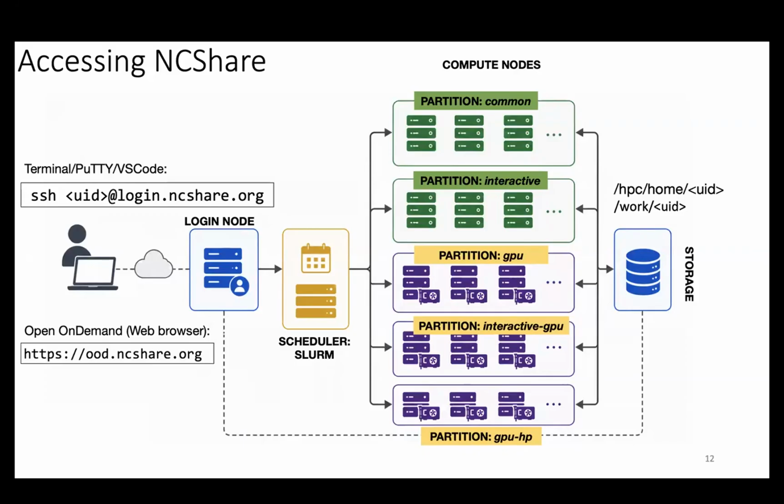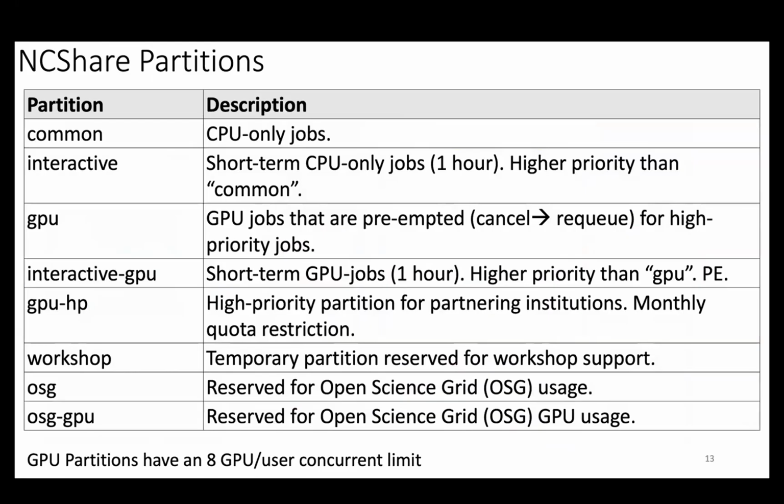We have multiple partitions for different purposes. I'll talk a bit more about the partitions later, but we have common and interactive for the CPU partitions, and then 3 GPU partitions that you can access. All right, so these are the partitions. Common is just for CPU only jobs, and interactive is for CPU only jobs that are just for 1 hour. And then we have the general access GPU partition.